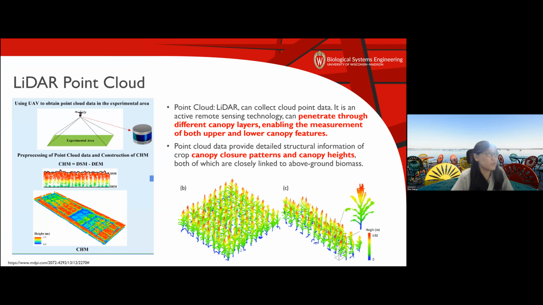Another sensor we use in this project is LiDAR. Usually RGB and hyperspectral provide us the color information, but LiDAR provides more of the geometry information, like a point cloud. It can penetrate through the canopy layers, so we can collect not only the top but also the lower part of the canopy features. Then we think this could be linked to the above ground biomass. So this is the LiDAR sensor we used in this project.